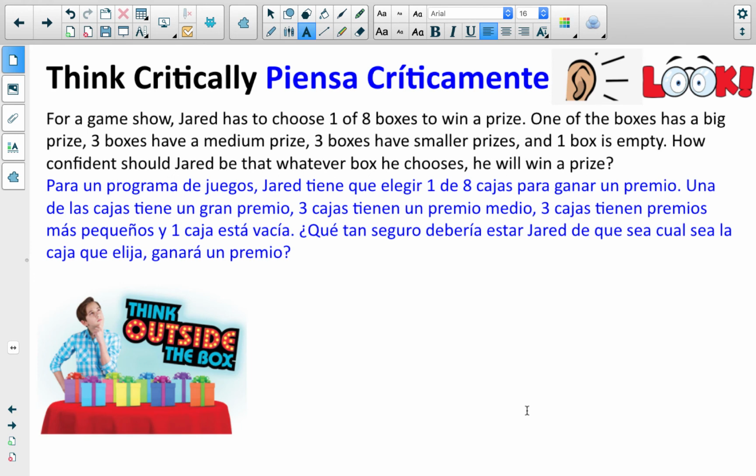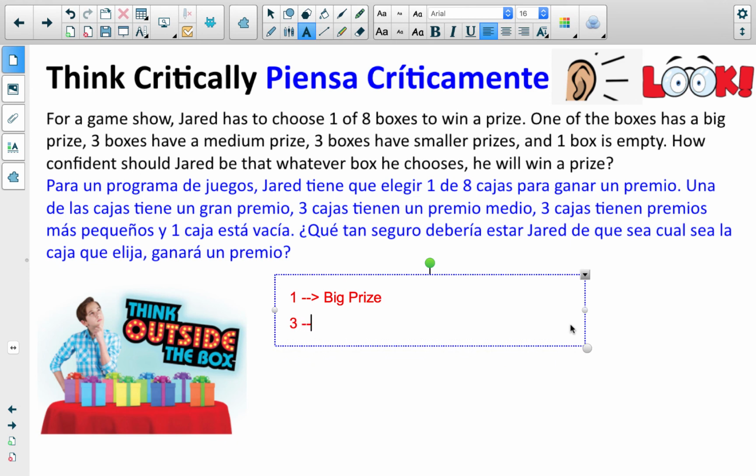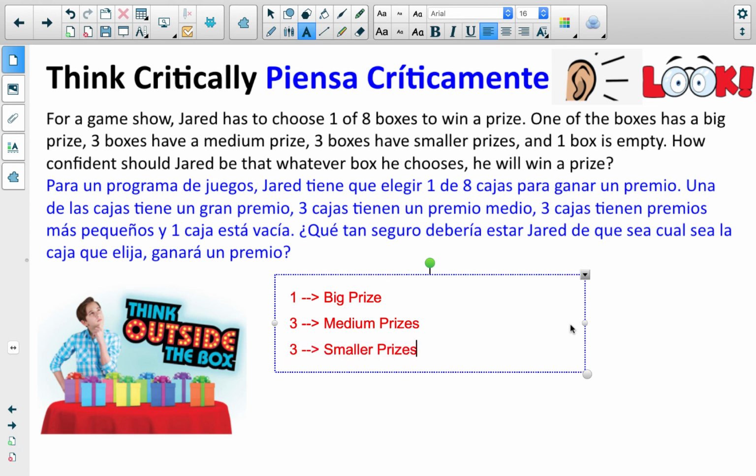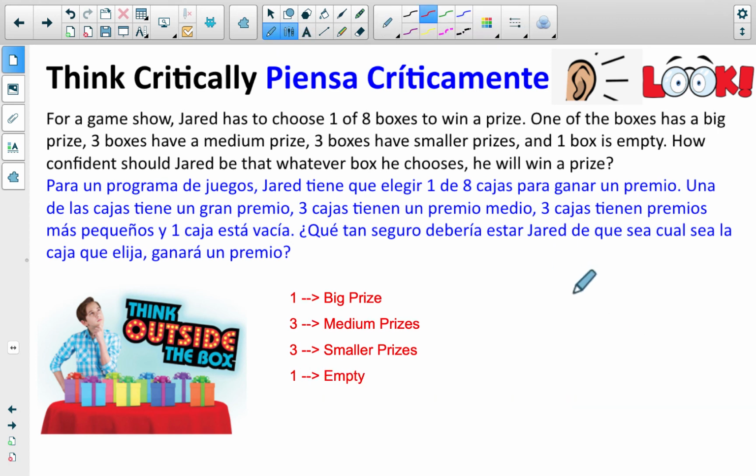Now, I want to jump back to this original problem. You don't have to write this down, but hopefully you have a little more knowledge to answer this question. Remember, Jared here has 8 boxes. He's picking 1. We have 1 that is a big prize, 3 that are medium prizes, 3 that are smaller prizes, and we have 1 that is empty. Now, we know we have 8 total boxes. It tells us in the question we can also add these numbers and get 8.